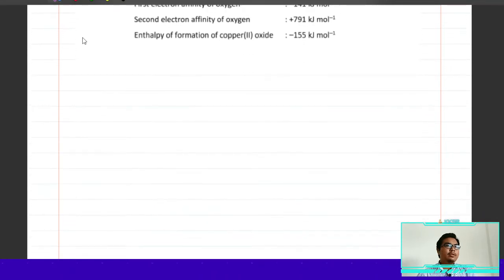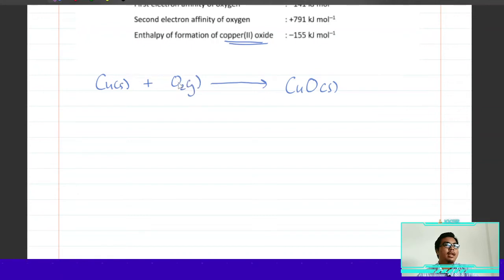Okay, so this Born Haber cycle will be around the formation of CuO, copper 2 oxide here. Okay, so CuO solid. Kita kena refer balik macam mana CuO boleh terhasil. So starting with our copper solid plus with oxygen gas. Okay, so this is the element that has been used to form CuO, copper 2 oxide.